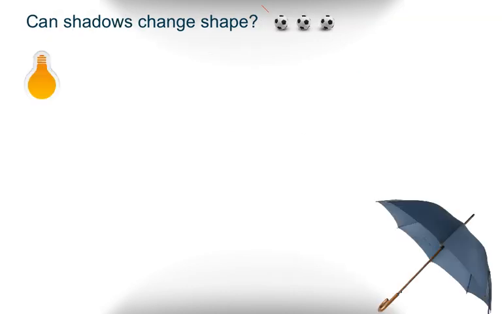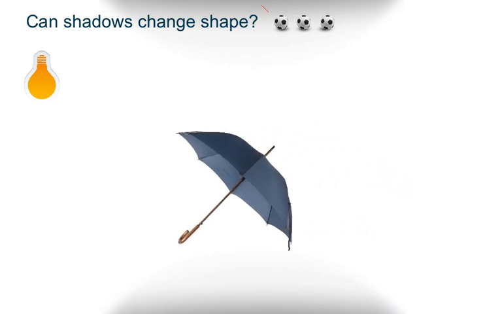Next, here's something interesting. Can shadows change shape? And of course, if you observe things around you, you'll notice that shadows can change shape, because different objects at different times of the day, for example, may have different types of shadows. So let's take a look at an example.